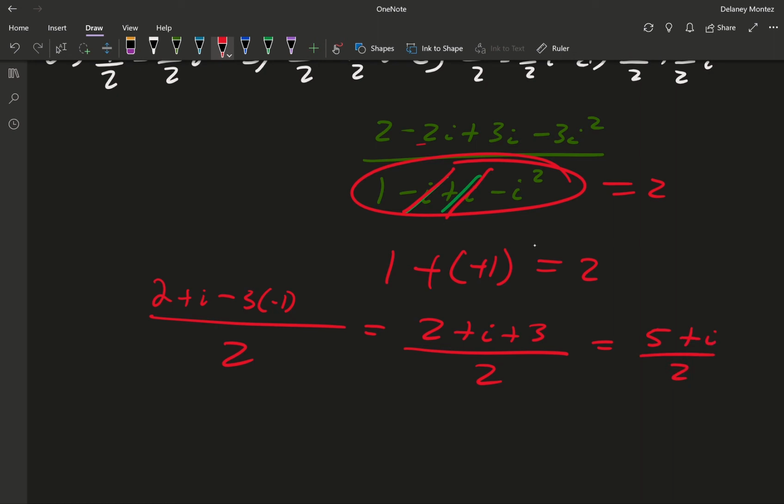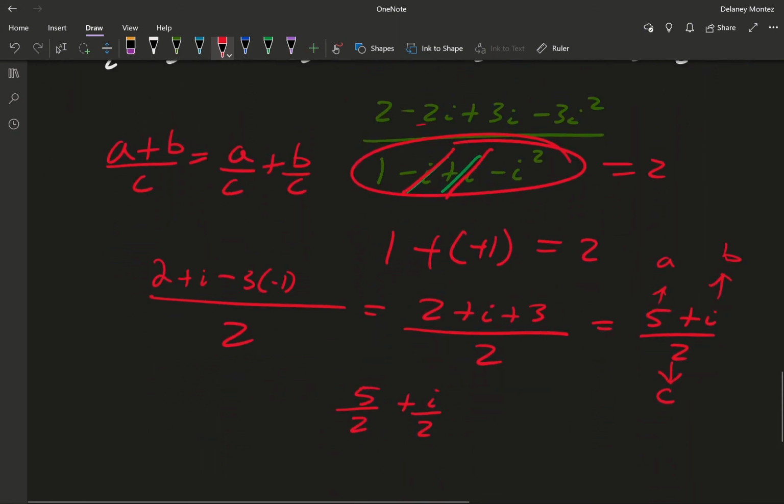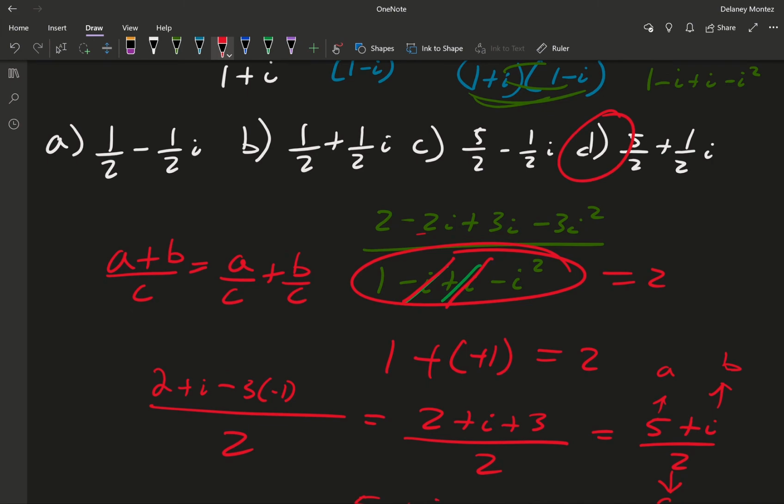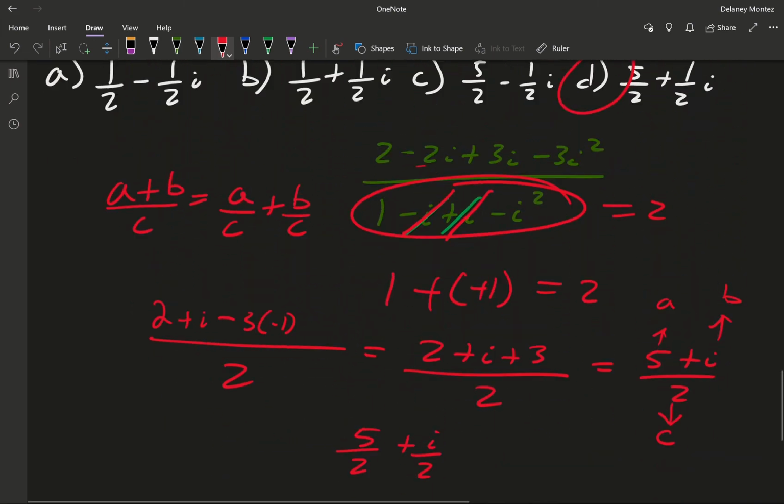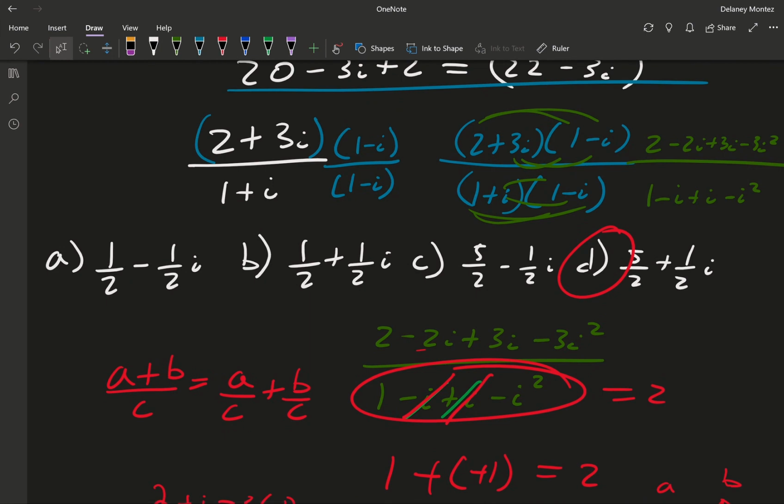And if you remember, we can break up this fraction. If we have a fraction of this form, I can break it up as A over C plus B over C. This is the same thing. So if you see something like this, you can convert it into this. This is our A, this is our B, and this is our C. So we're going to do 5 over 2 plus i over 2. That's what we're looking for. We only see one of those options, right? What does that look like? D.